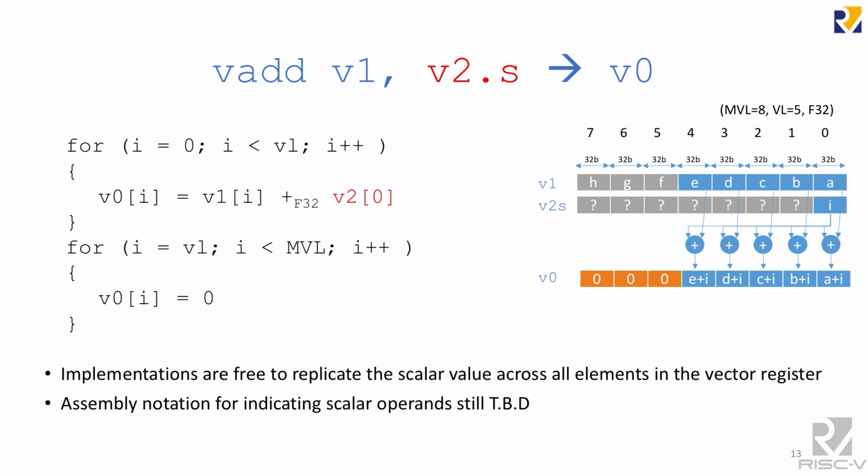So what does the operation do? It takes the 5 elements of V1, adds all of them with I, which is the one and only element of V2, and you produce 5 results. And as before, you are mandated to write zeros for the rest of the result.